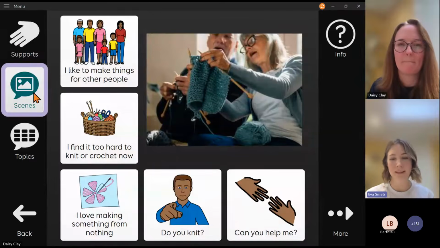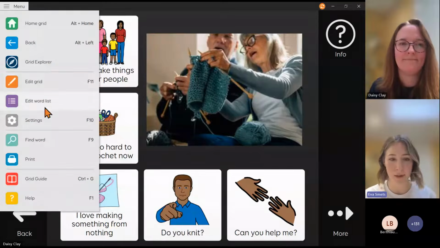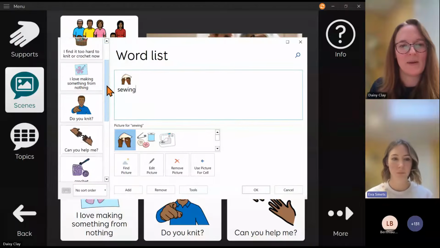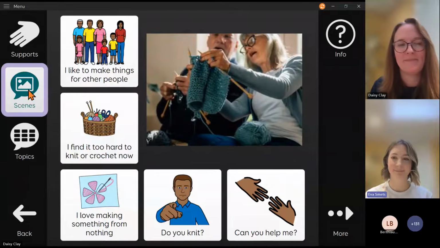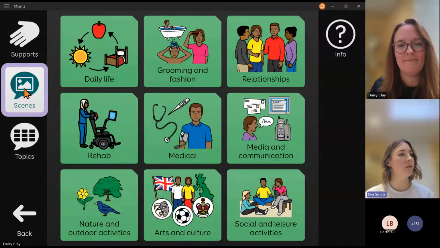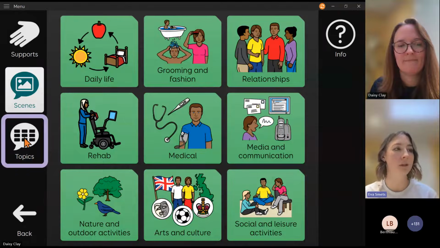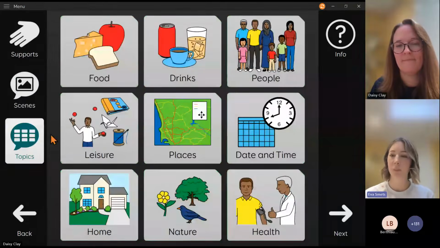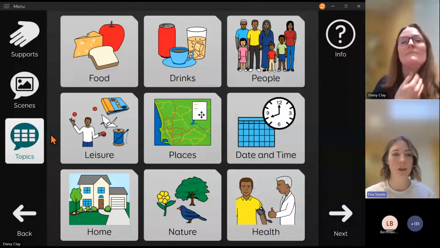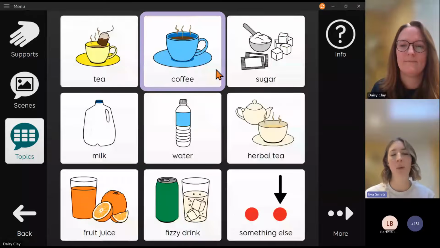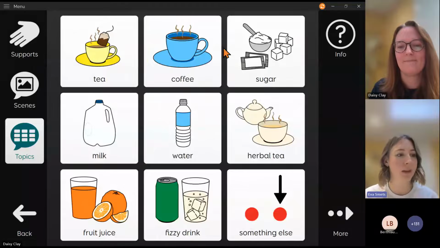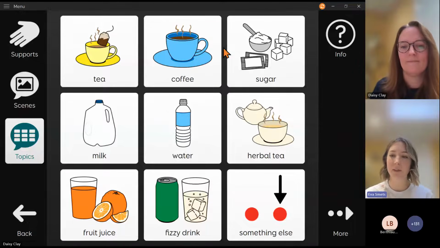And again, these are all word list cells, so really easy to edit or amend if needed. So just to quickly show you, I can jump into word lists there and there. Very quick to change. And then the final section to talk to you about in Duo 9 is topics. So topics is where your single words are stored. We've got 2 grids worth of topics, so they're all split down into categories. If we go into drinks as an example, where it goes straight into your topic. Again, this is a word list cell, so super easy to personalise, to add and remove words.